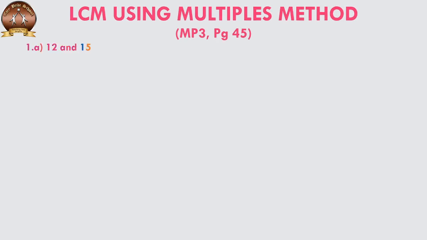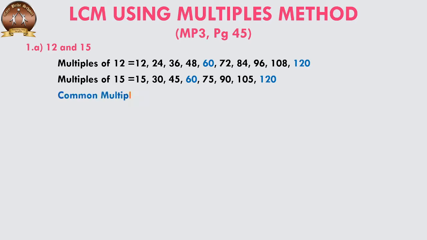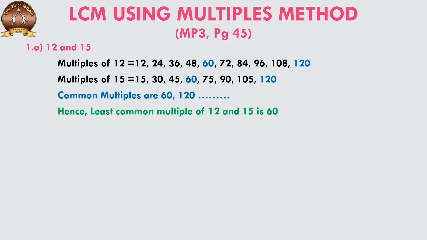Let us take an example. 12 and 15. These are two numbers. We are going to write the multiples of 12 and then the multiples of 15. So here we see that in a few multiples of 12 and 15, we have two common multiples, that is 60 and 120. But which is the least one? The smallest is 60. So we say that hence the least common multiple of 12 and 15 is 60. So the LCM is 60.